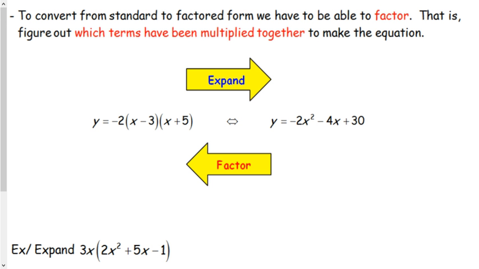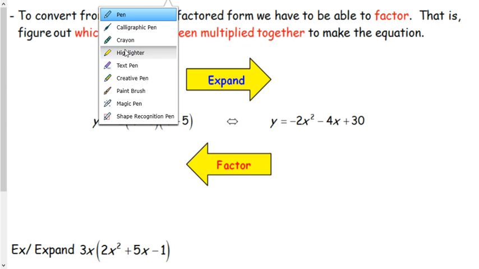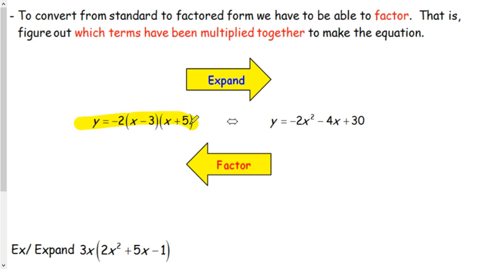So if we want to convert from standard to factored form, we have to be able to do this thing called factoring. That's actually why it's called factored form, which you didn't know up until now. That is, we've got to figure out which terms have been multiplied together to make the equation. So what we're used to doing is starting with something that looks like this. It's in factored form, and we expand it.